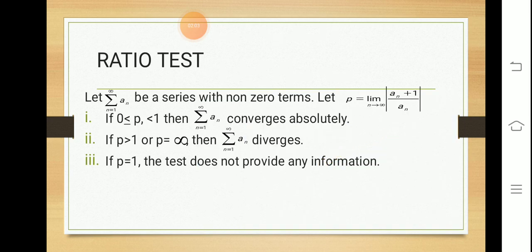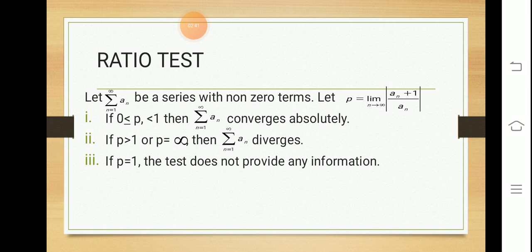So, the ratio test. Let the summation of n equals 1 to infinity a sub n be a series with non-zero terms. Let p equal the limit as n approaches infinity of a sub n plus 1 over a sub n. First, if 0 is less than or equal to p, and p is less than 1, then the summation of a sub n converges absolutely.